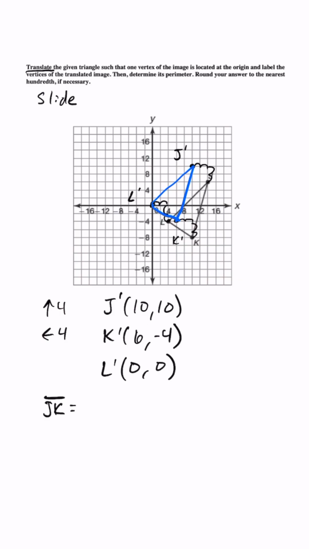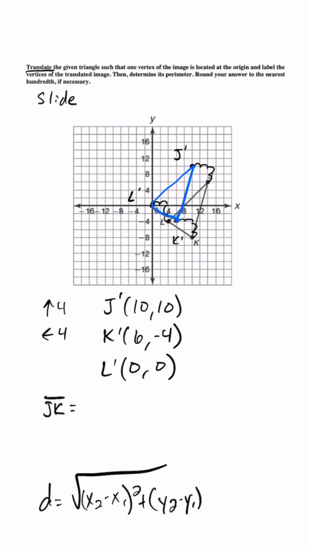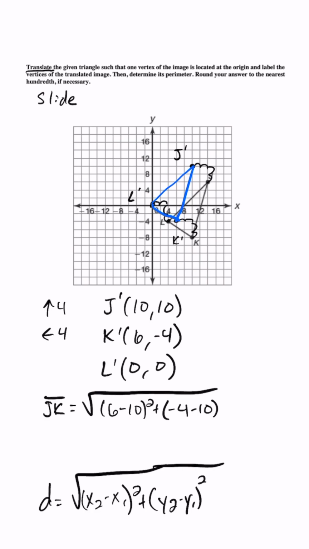And remember, the distance formula is d equals the square root of (x2 minus x1) squared plus (y2 minus y1) squared. Okay, so we're going to use that on each line segment to get our perimeter. So for JK, we're going to do (6 minus 10) squared plus (-4 minus 10) squared, and that would give us the square root of 212. So I'm going to write square root of 212 right there.